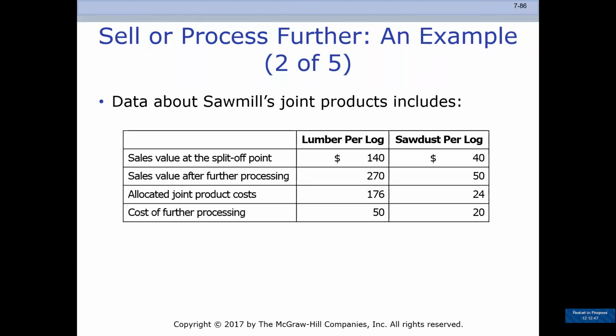When answering the question, should we process further? You don't need the 176 and the 24 to answer those questions. It costs you $50 to go from 140 to 270, so you do it. Well, 140 to 270, that's another 130. Would you invest $50 to get 130? Yes. Would you invest $20 to get 10? No. You make it up on volume? That's a marketing joke. The answer to that question is no.